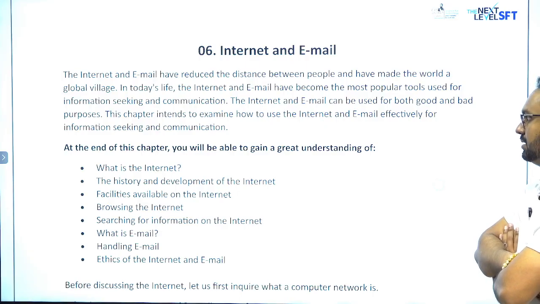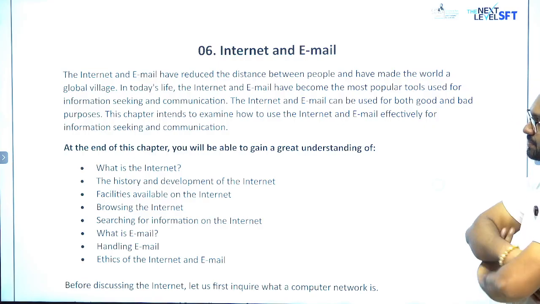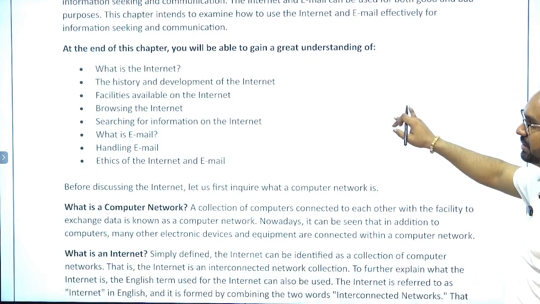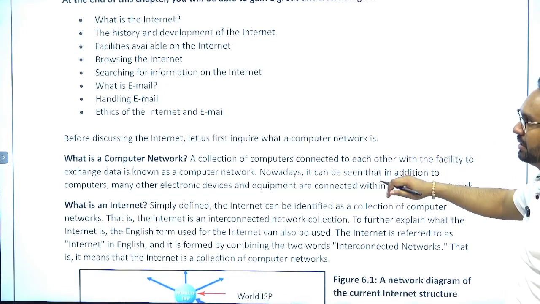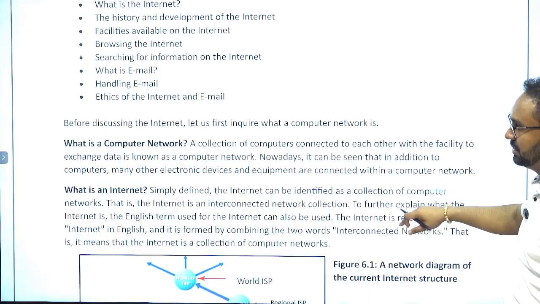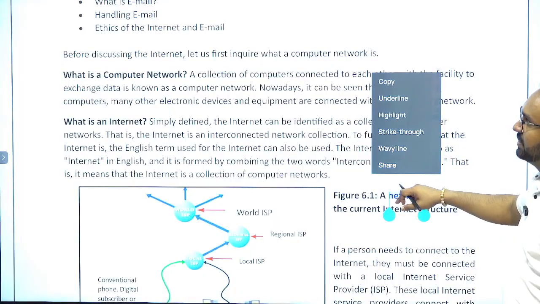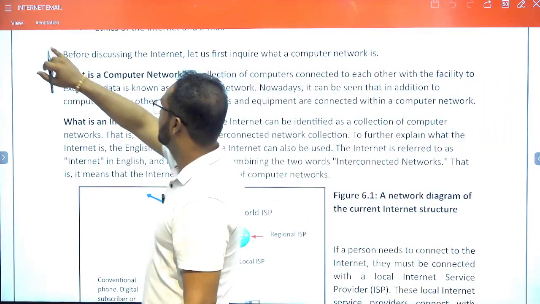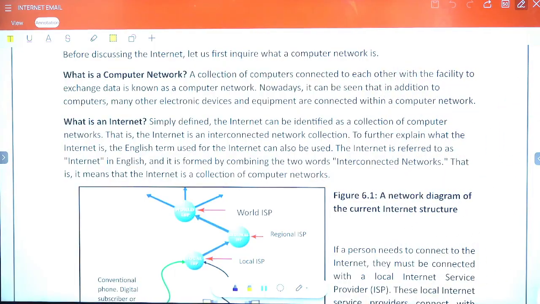At the end of this chapter, you will be able to gain a great understanding of what the internet is, the history and development of the internet, facilities available on the internet, browsing the internet, searching for information on the internet, what email is, handling email, and ethics of the internet. And so, before discussing the internet, let's first quickly recall what a computer network is. So come to this one. What is a computer network?